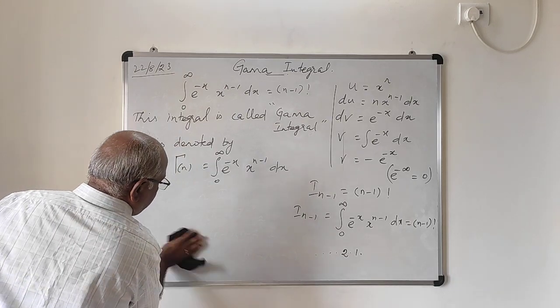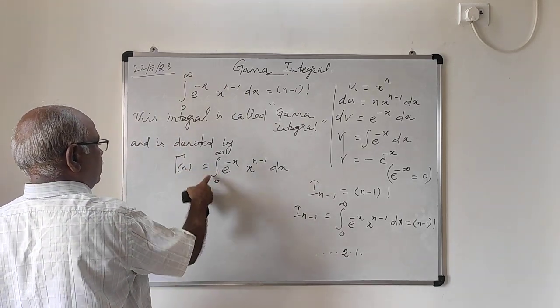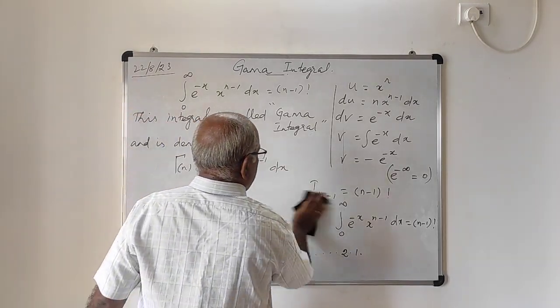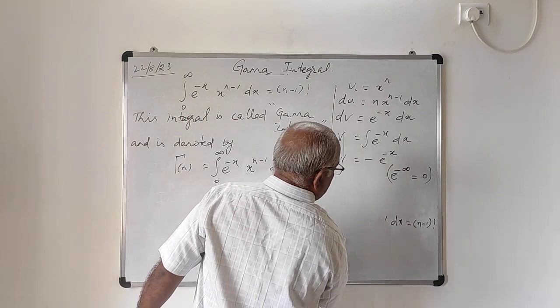We define the Gamma integral like this. The Gamma integral is denoted by gamma n. It is the integral 0 to infinity e power minus x x power n minus 1 dx, whose value is n minus 1 factorial. That we derived.